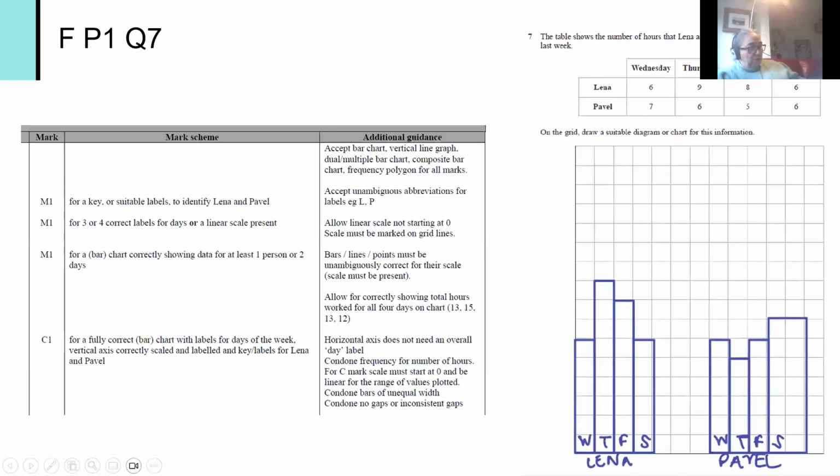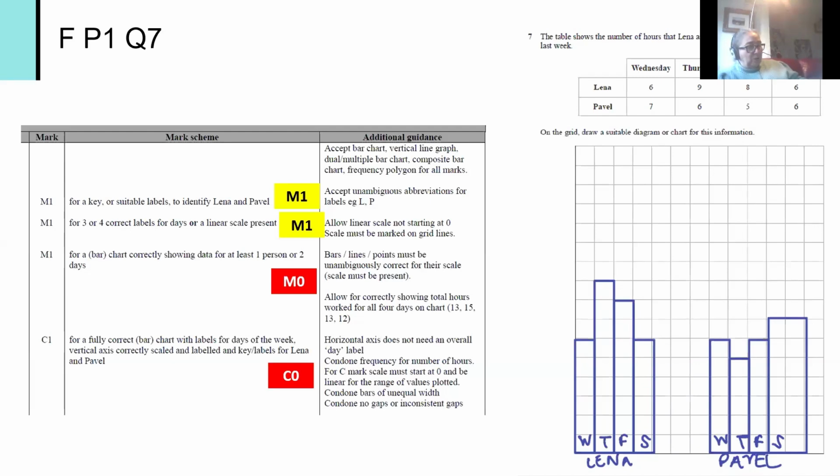Then we've got this one. They've clearly got a label for Lena and Pavel. They've clearly got 3 or 4 correct labels for days of the week. The scale must be present for the 3rd mark. And it's obviously not fully correct. So as soon as they lose one of those, they can't get the final 4th mark, which is a little bit disappointing.